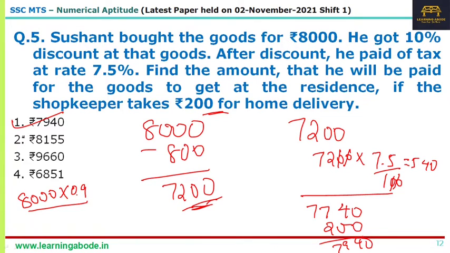So first a 10% discount on 8,000, that's 7,200, and then a 7.5% increase. So that's 540 rupees. You have to add the tax, and then another 200 rupees for home delivery, that's 7,940.